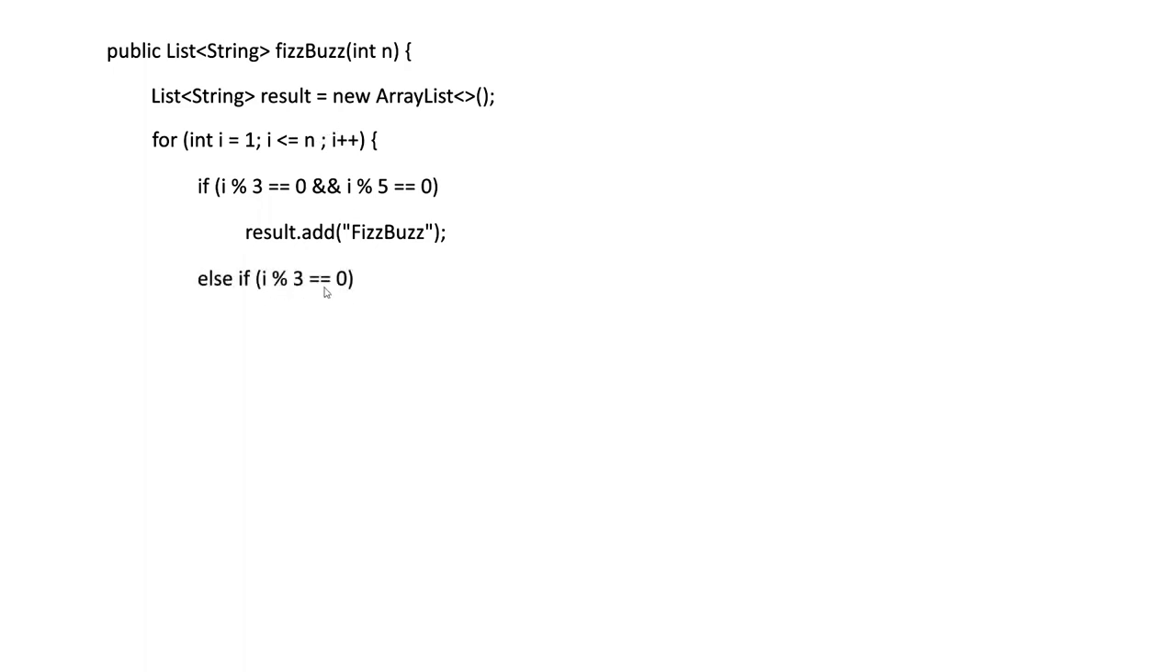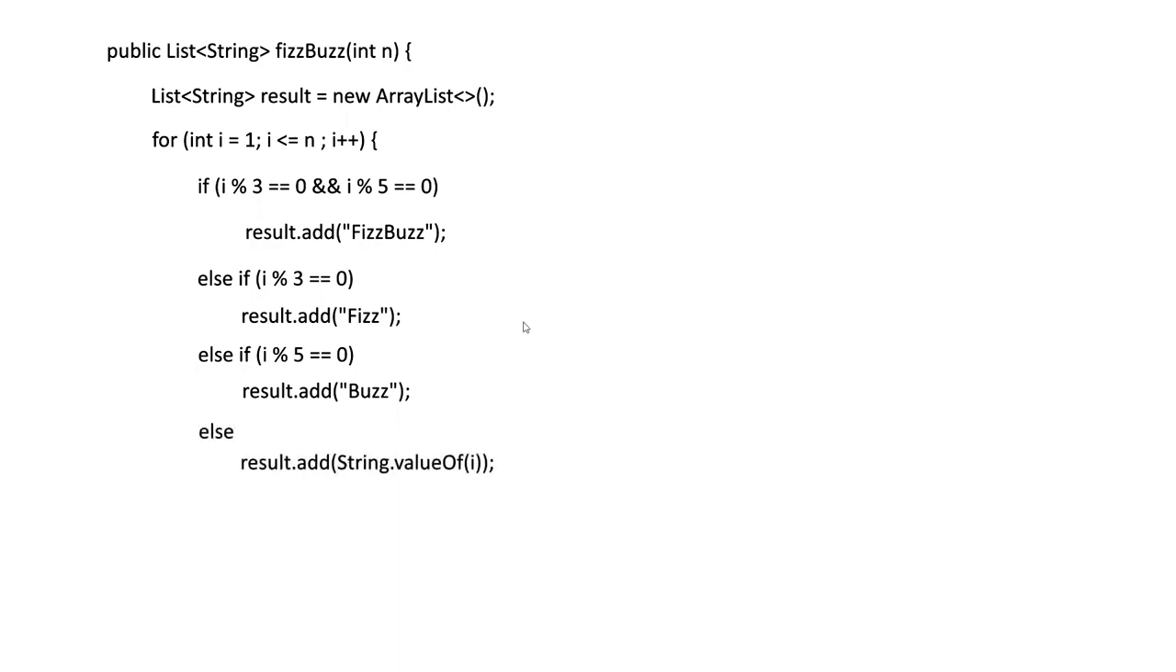Else, if it's divisible by 3, meaning there's no remainder when you divide it by 3, then we're going to add Fizz. So we check FizzBuzz first, because if we did 3 first, then we would output Fizz without knowing if it was divisible by 5. So the key is to do this 3 and 5 check first. Else, if the mod 5 equals 0, then we're going to add Buzz to the array list. Else, we're just going to add the string value to the array list. And then at the end, we're going to return the result.